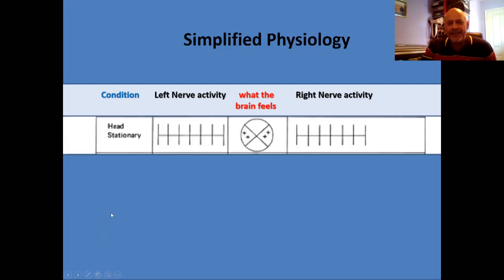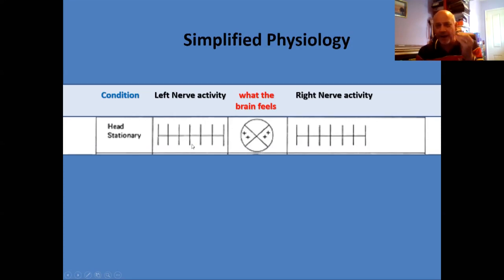So sitting perfectly still here now, if you're sitting really still, this is a condition. Your head's stationary. Your left nerve is firing. Even when you're not moving, your vestibular system is firing. In medical terms, the nerve's firing. We can say it's firing about 100 times a second. I'm taking a guess. It might be 200 anyway. So what the brain sees is your left ear is, I'll use the word 200. So you can see it gets 2 crosses there. That means the left nerve is firing 200 times when you're perfectly still.